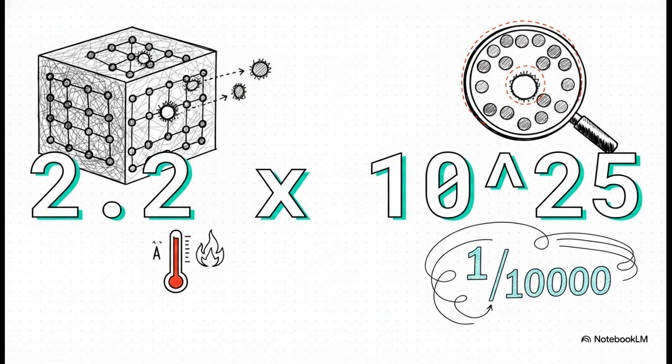That staggering figure is the equilibrium amount of vacancies in just one single cubic meter of copper at 1,000 degrees Celsius. To put that into perspective, just below the melting point, roughly 1 out of every 10,000 atomic sites in a metal is completely empty. It's like a giant stadium where thousands of seats are just randomly, totally vacant. The mathematical scale of this imperfection is absolutely mind-blowing.